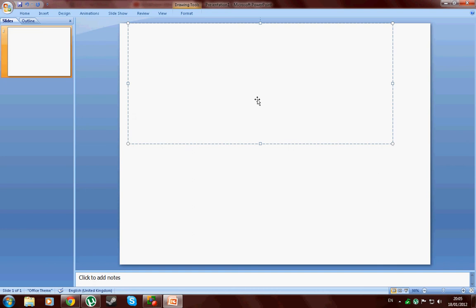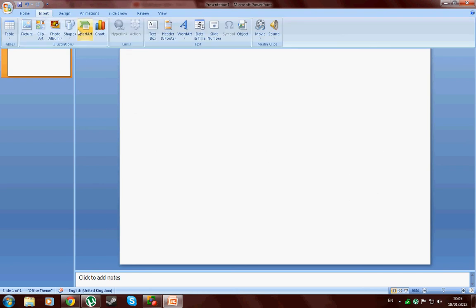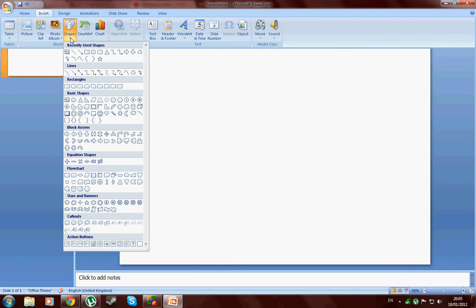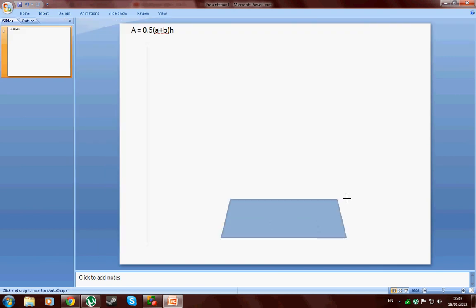The area of a trapezium. The formula for the area of a trapezium is a half of A plus B times H. Now, let me just attempt to draw a very quick trapezium. Oh, there we go, trapezoid. Okay, so there's a trapezium.